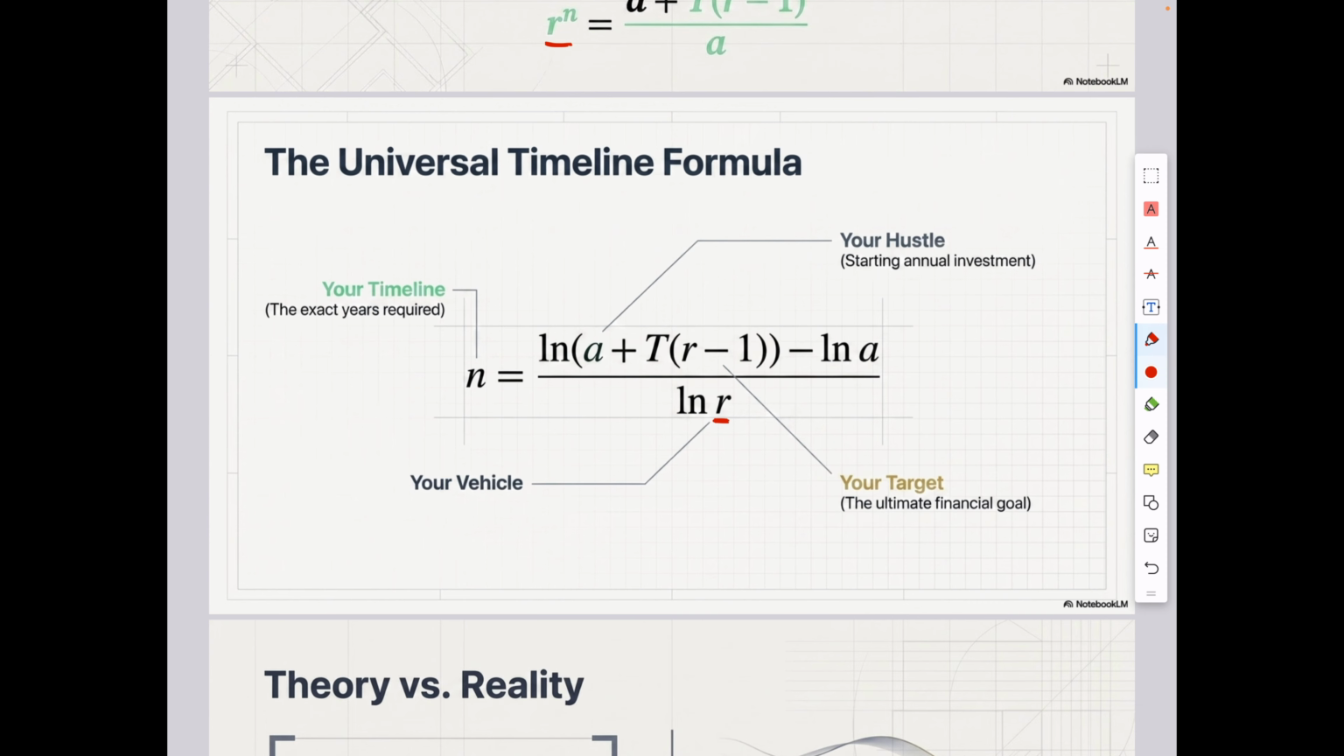The starting annual investment amount that is kept constant every year is A. Your target amount is T, your ultimate financial goal, and your vehicle is R here. Please remember, this R is the common ratio, which is 1 plus the growth rate that you are looking at. So R equals 1 plus growth rate.